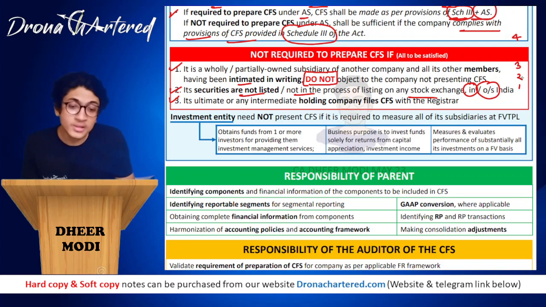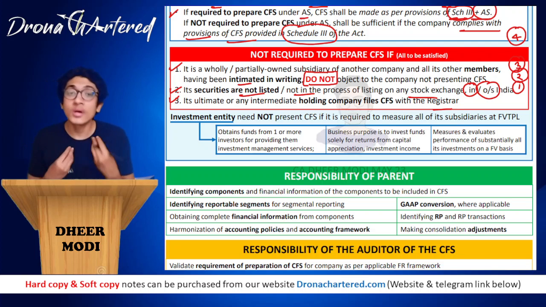Now 1 is a subsidiary of 2, 2 is a subsidiary of 3, 3 is a subsidiary of 4. So in such a case, for company 1, its ultimate holding is 4, but 3 and 2 are intermediate holding companies. So it's either its ultimate or any intermediate holding company that files CFS with the registrar.